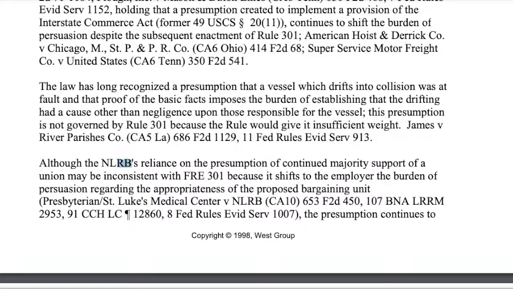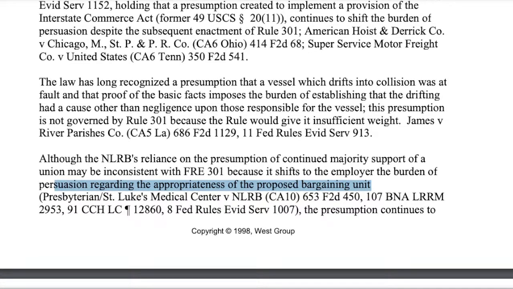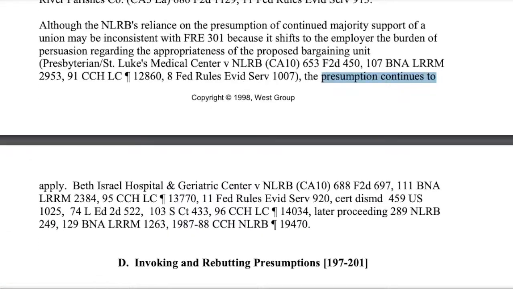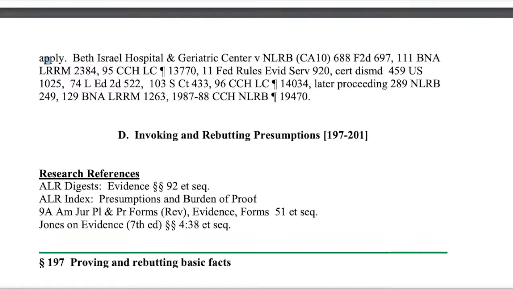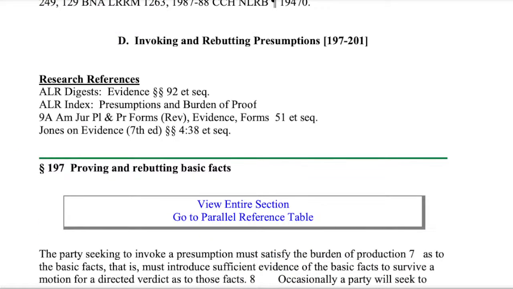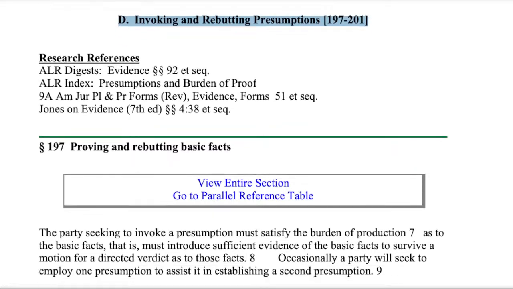Although the National Labor Relations Board reliance on the presumption of continued majority support of a union may be inconsistent with Federal Rule 301 because it shifts to the employer the burden of persuasion regarding the appropriateness of the proposed bargaining unit, the presumption continues to apply. Okay, see your later proceeding. All right, and that takes us to D, invoking and rebutting presumptions.